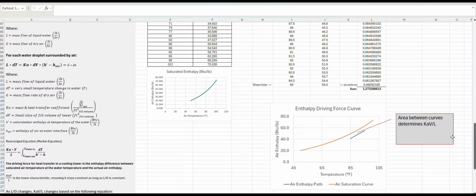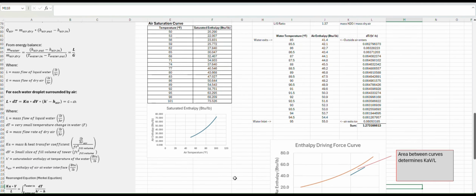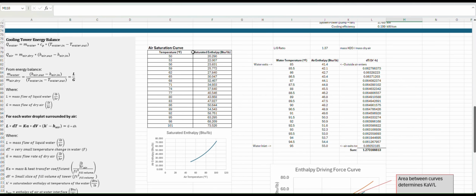I keep repeating that, but I'm just saying it because it's not intuitive, and it may help you visualize what's happening in cooling towers down the road. Okay, so let's talk more visually about this rather than just getting into equation forms. So we're going to move over to this table right here that I've put together.